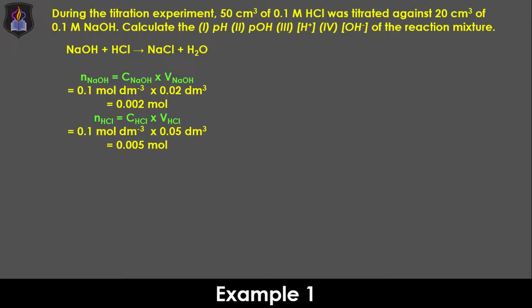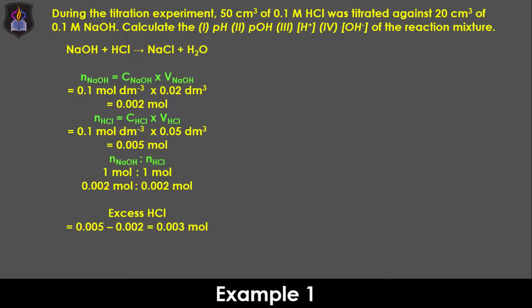From the equation of reaction, the mole ratio of sodium hydroxide to hydrochloric acid is 1:1, and from the calculated number of moles of the acid and base, 0.002 moles of the hydrochloric acid is required to completely neutralize the sodium hydroxide solution. We can then see that the hydrochloric acid is in excess by 0.003 mole.